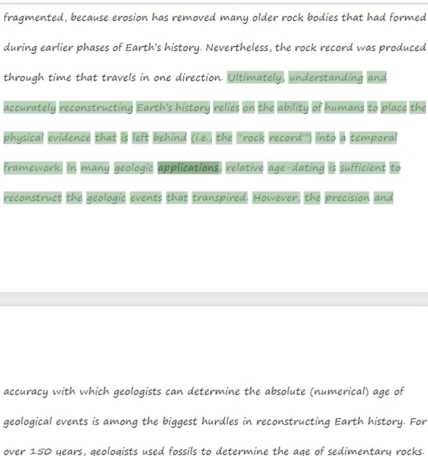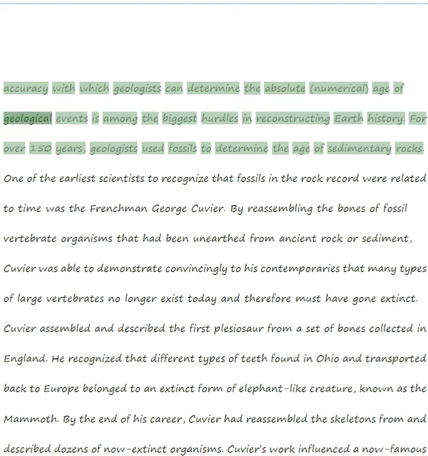In many geologic applications, relative age dating is sufficient to reconstruct the geologic events that transpired. However, the precision and accuracy with which geologists can determine the absolute age of geological events is among the biggest hurdles in reconstructing Earth history. For over 150 years, geologists used fossils to determine the age of sedimentary rocks.